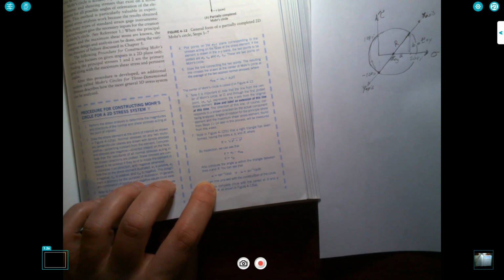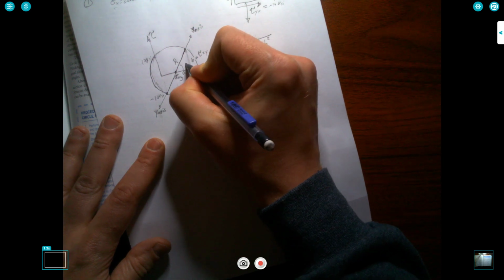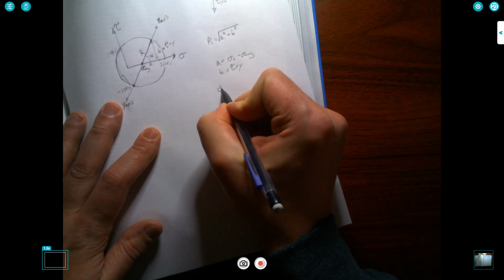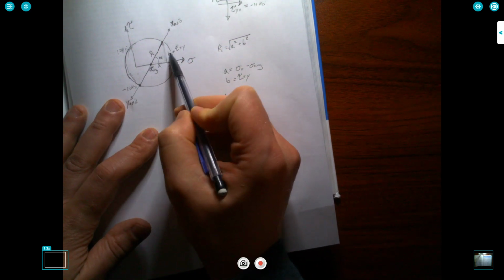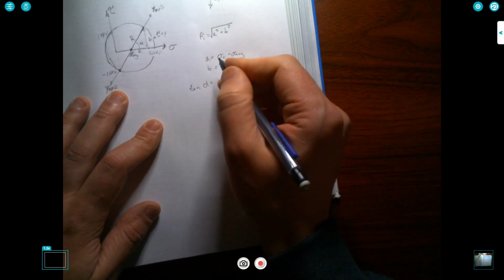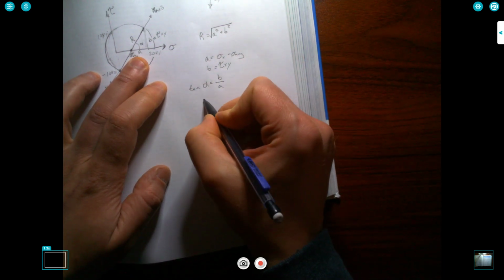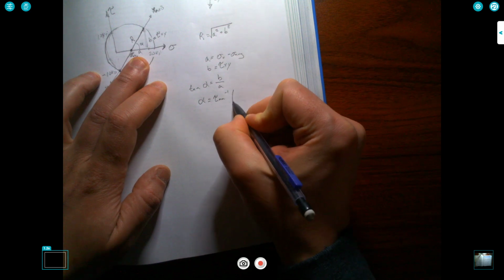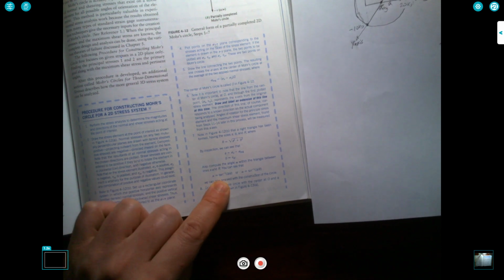And now we go through, and it's talking about the alpha angle. So the alpha angle it's talking about here is this alpha angle here. So we calculate that. If we're using tangent, tangent alpha is opposite over adjacent, so it'd be B over A. To get alpha, we take the inverse, tan to the -1 of B over A, and that's what they're getting there.